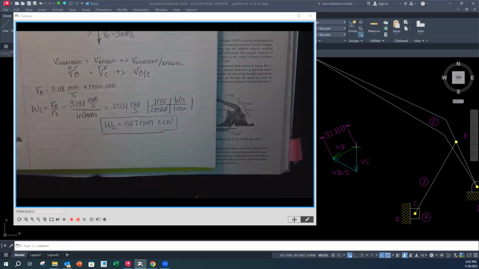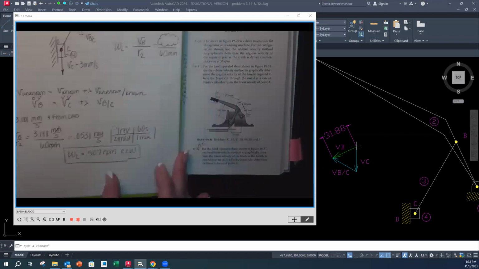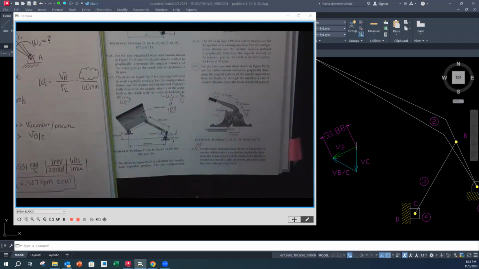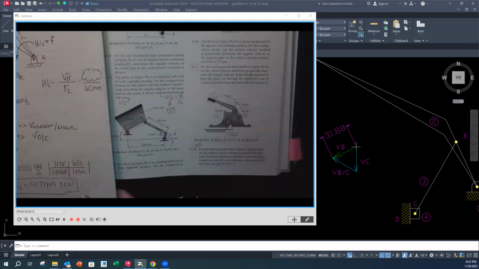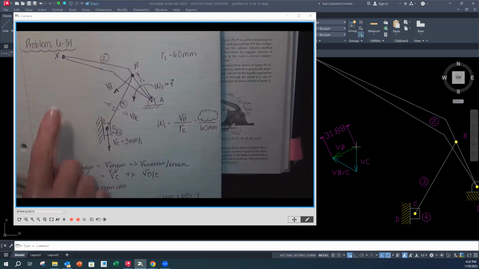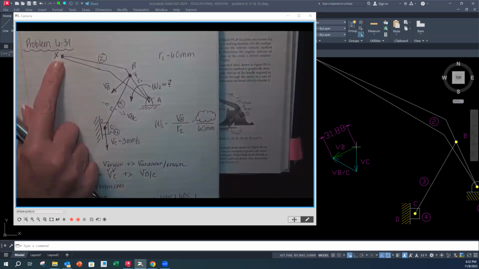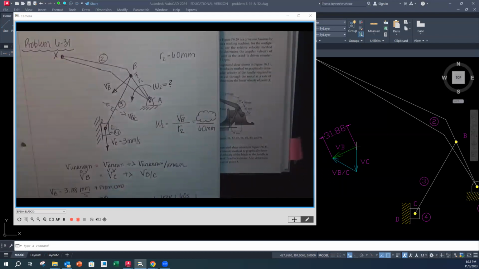Okay, if not, then there is a second part to this problem, which is unique from the other ones. What we need to do is determine the linear velocity of point X. Point X is on link number 2 on the very end of the handle. We want to know what the linear velocity of that is. The process to do that is just like any other point on a link.